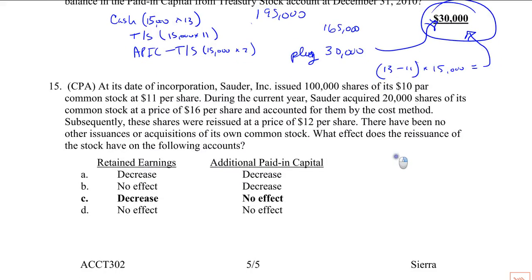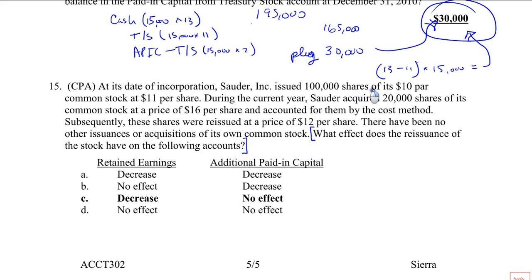The final question. Another little trick that I use for standardized tests. I'm not good at a lot in my life, but I have been good at standardized testing, is look for the question in the question. It can help you weed through red herring information. What effect does the reissuance of the stock have on the following account? So, sounds like another treasury stock question.